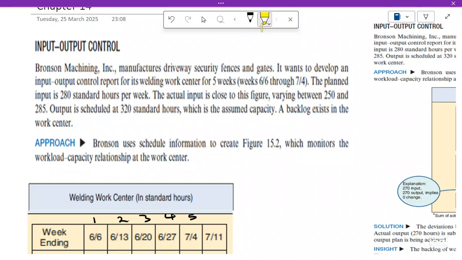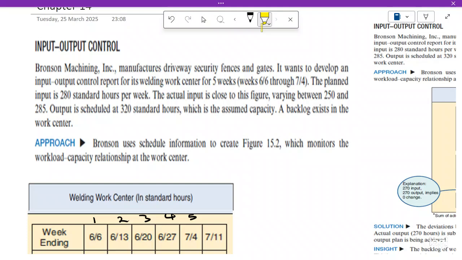Branson Machining Incorporated manufactures driveway security fences and gates. It wants to develop an input-output control report for its welding work center for 5 weeks. The planned input is 220 standard hours. Okay?